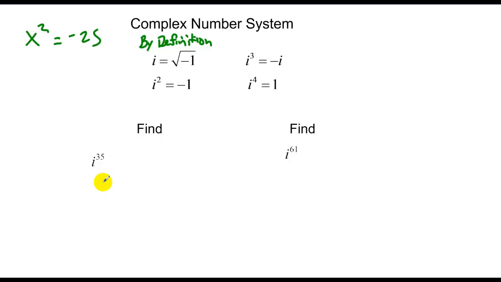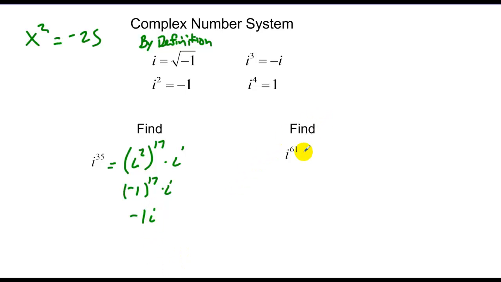If we wanted to find I to the 34th or 35th, I think the easiest way is to put this in terms of I squareds. So this is I squared to the 17th power times I. I squared is negative 1, to the 17th power, times I. Negative 1 to the 17th is negative 1, times I is negative 1I.